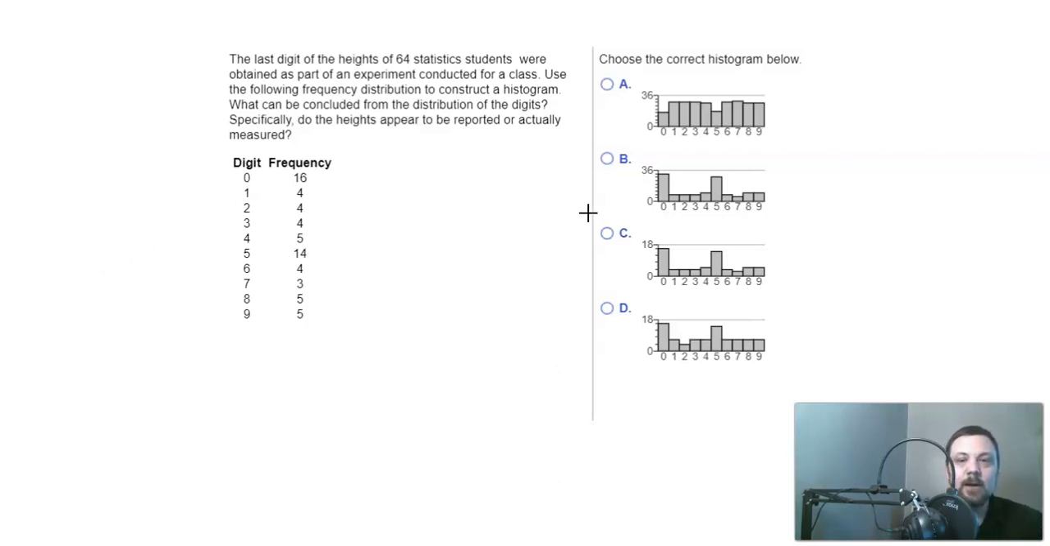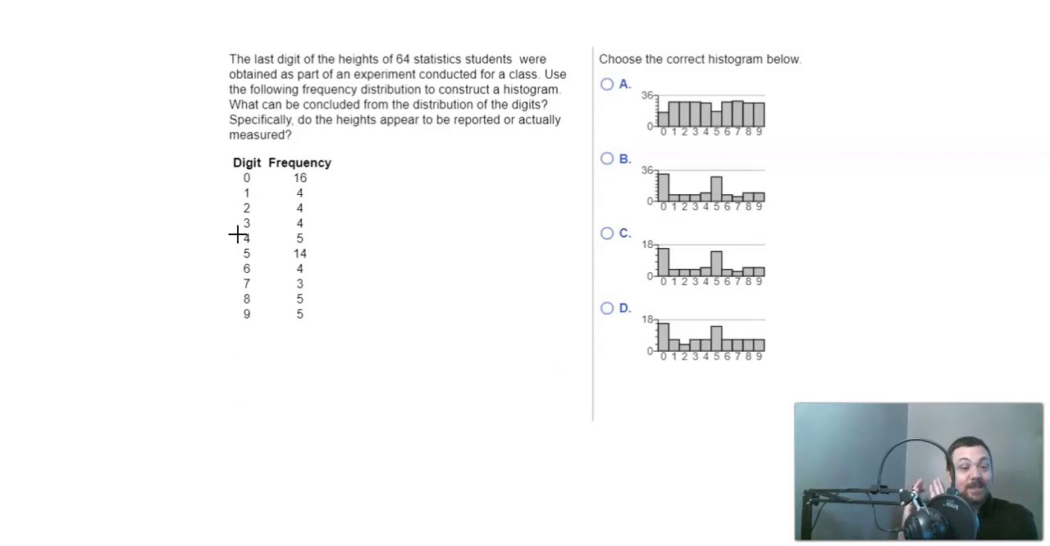Which I think we can do fairly easily here. Now, we can rule out A, because if you look at the first class, and this one's kind of a weird frequency distribution because the classes don't have a width, really. I guess they do have a width, but they don't have any range to them, because we're just looking at single digits.